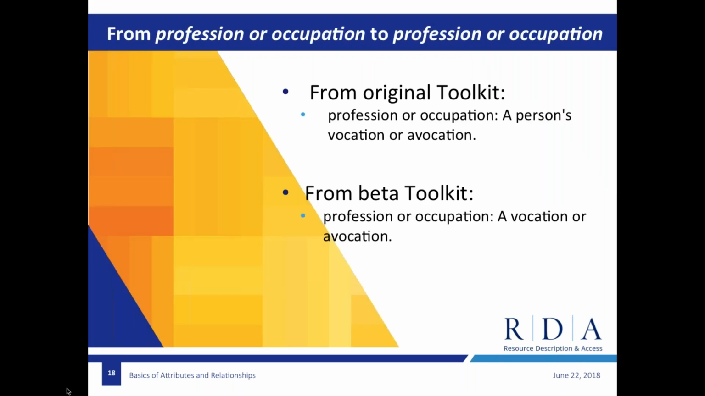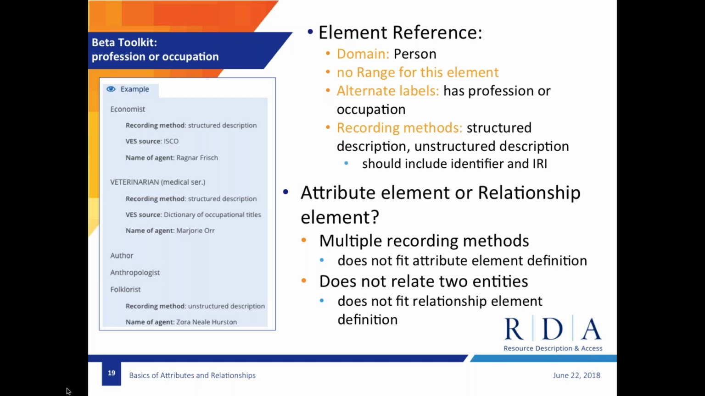So here's an example of a current attribute, profession or occupation, that in the beta toolkit is profession or occupation. So not always a big change there. Yay. Still easy to find. So again, the definition's very similar. If you went to the element reference section for this element, you would see that there's a domain of person, and there's no range for this element.